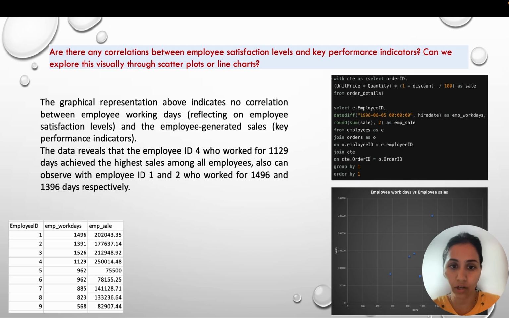After plotting the scatter plot graph, which is seen in this slide, this shows that there is no correlation between the employee working days and employee sale. But we can also see that the employee who worked for 1129 days has achieved the highest number of sales among all the employees. Meanwhile, employees 1 and 2, who worked for 1496 days and 1396 days, did not generate as much revenue as employee 4 has generated.